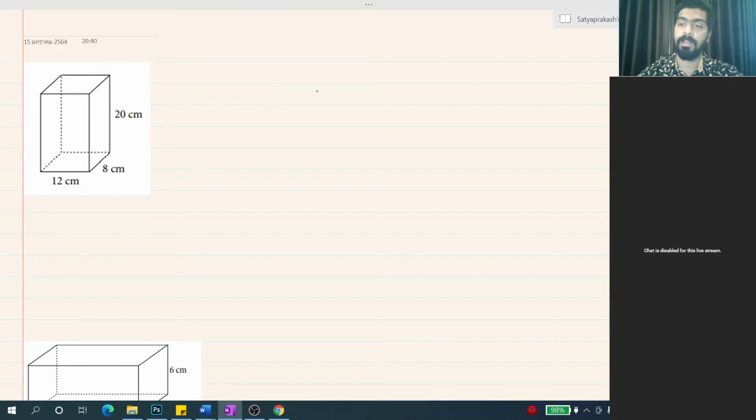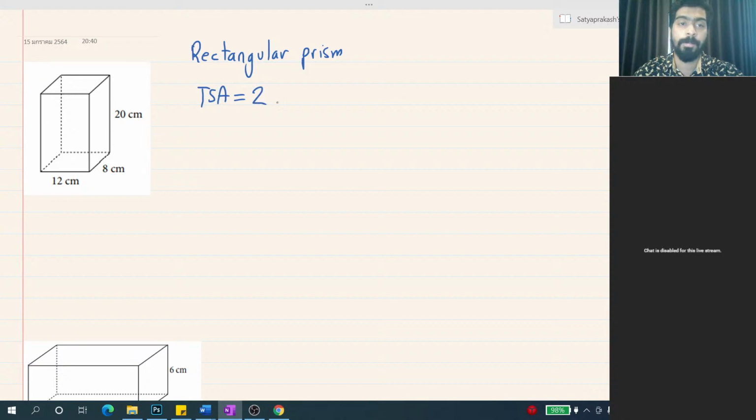Now let us get to it. What you see right here is what we call a rectangular prism. When we find the total surface area of a 3D shape, we have to find the area of all of its faces. In a rectangular prism, front and back are the same, left and right are the same, and the top and bottom are also the same.